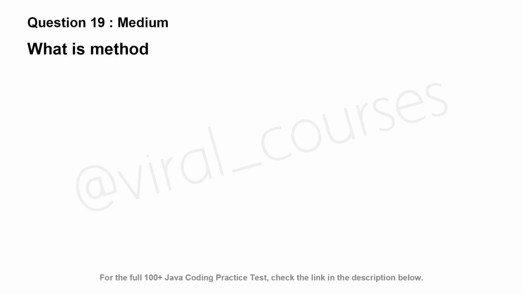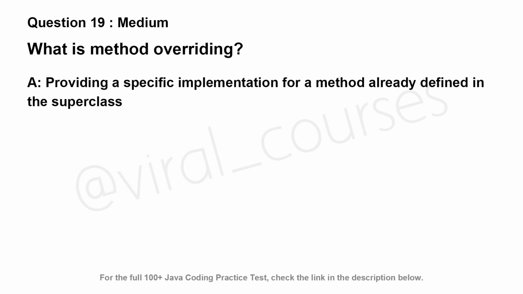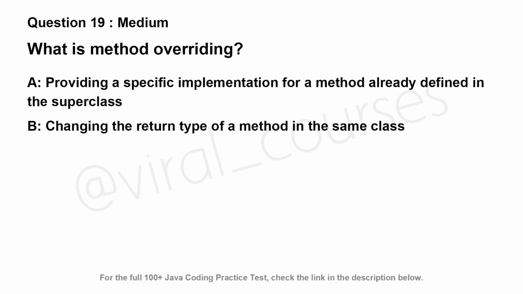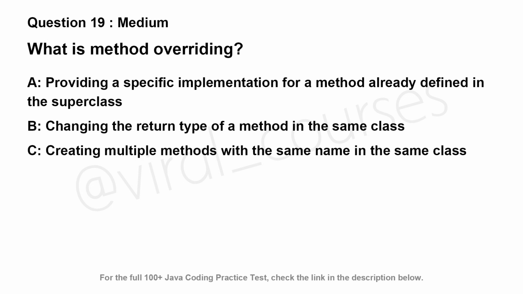What is method overriding? Option A. Providing a specific implementation for a method already defined in the superclass. Option B. Changing the return type of a method in the same class. Option C. Creating multiple methods with the same name in the same class. Option D. Making a method static in a subclass.